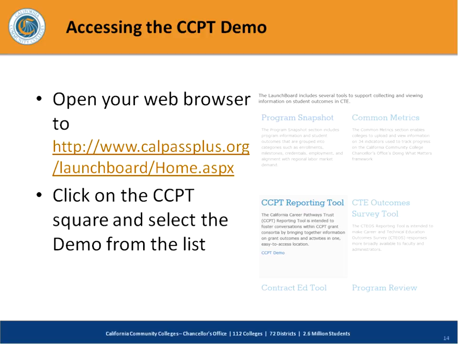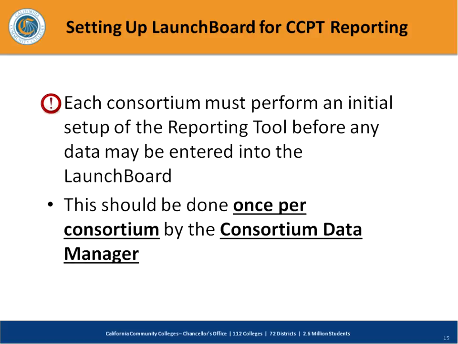So if you were to go to the main LaunchBoard page, and we've got the URL right here, calpassplus.org/LaunchBoard, what you'll see is that there are a number of different tools that people have access to. And what you're going to be looking for is the CCPT reporting tool. You can see right there is a link where you can get connected to the CCPT demo, so you can get in and work on this yourself after this webinar to get a better understanding of how the tool works.